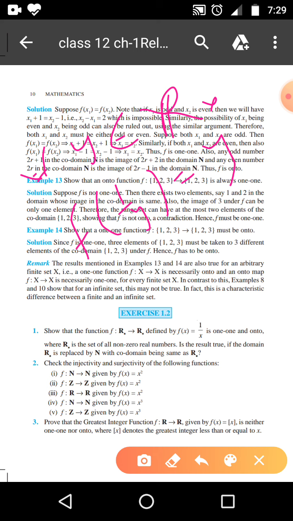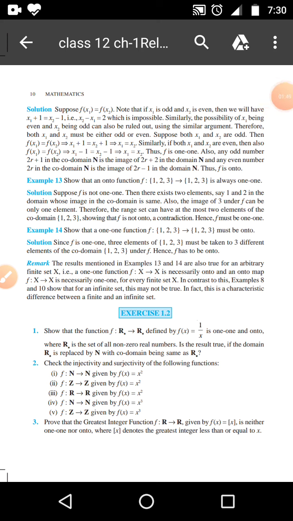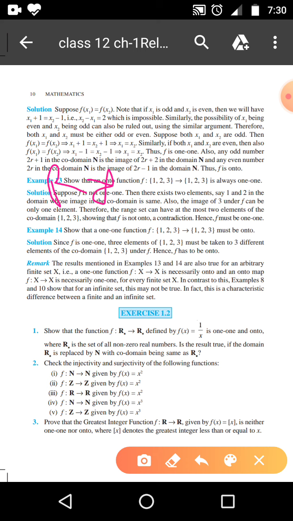And if we replace the domain R star by N, then the function remains one-one but not onto. Why? Because the domain is replaced by N, but N does not contain 1 by 2, 1 by 3, 1 by 4, these types of numbers. That's why it remains one-one but not onto.